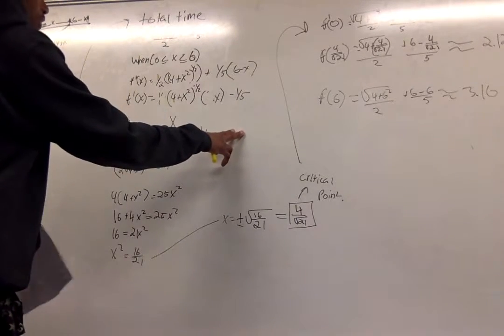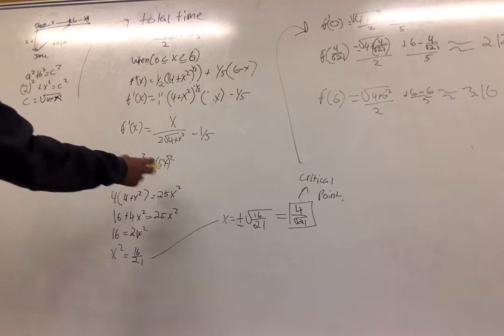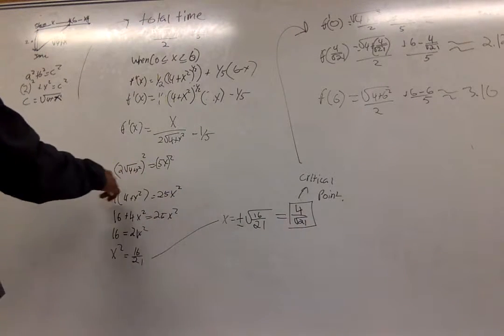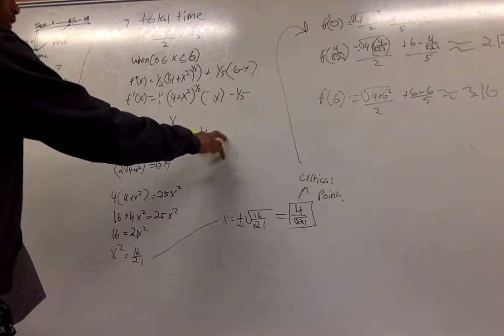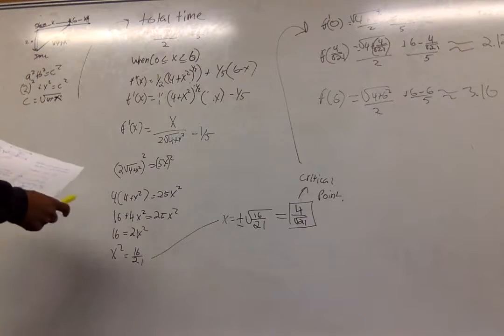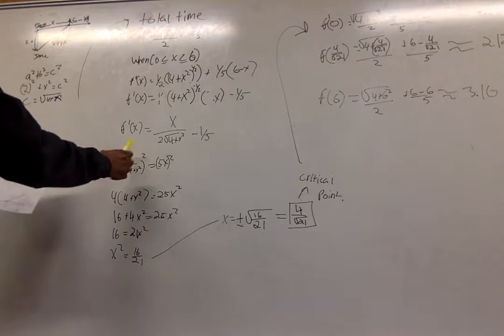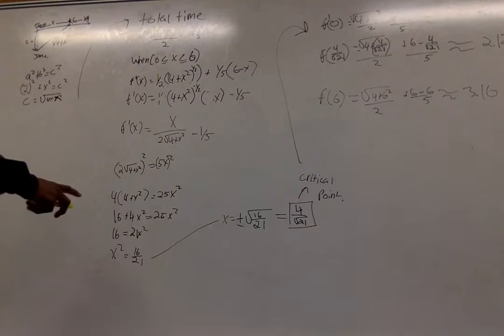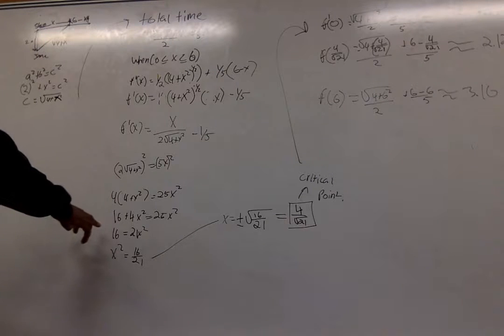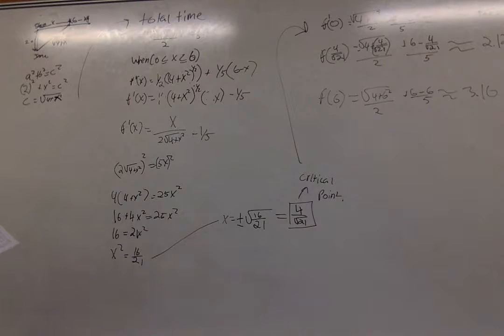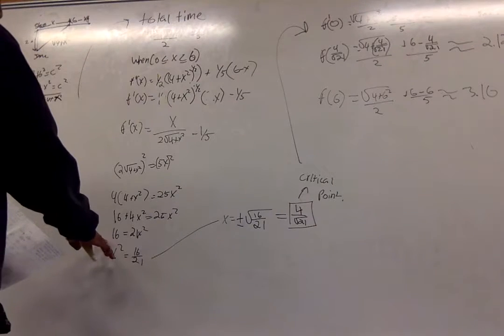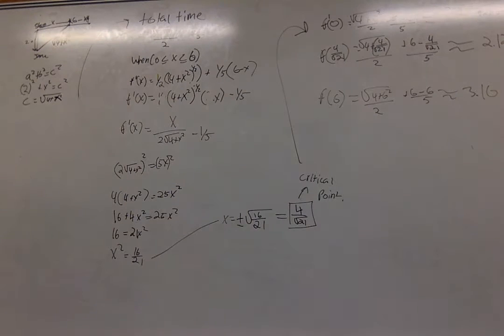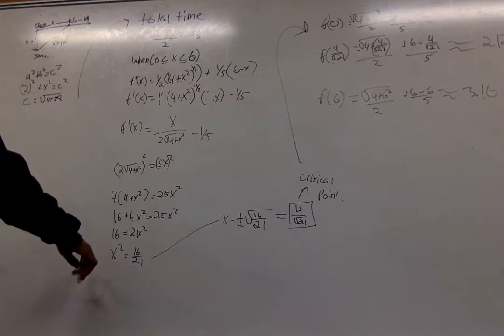And when you set that equal to 0, you're going to want to square it. So you're going to subtract the 1/5, and you end up squaring it to get rid of the square root right here. So you end up with 4 times the quantity of 4 plus x squared equals 25x squared. And after that, you're going to multiply the 4 in. So you get 16 plus 4x squared equals 25x squared. And subtract the 4x squared over, so you get 16 equals 21x squared, and x squared equals 16 over 21.